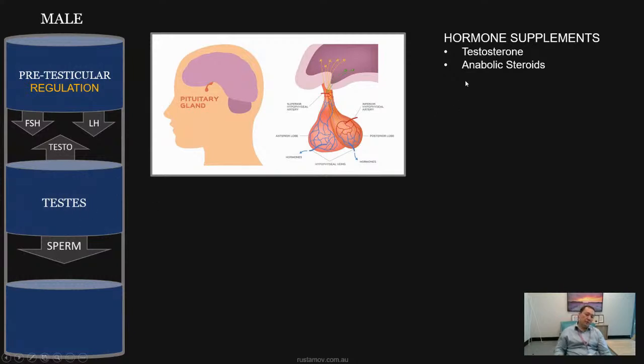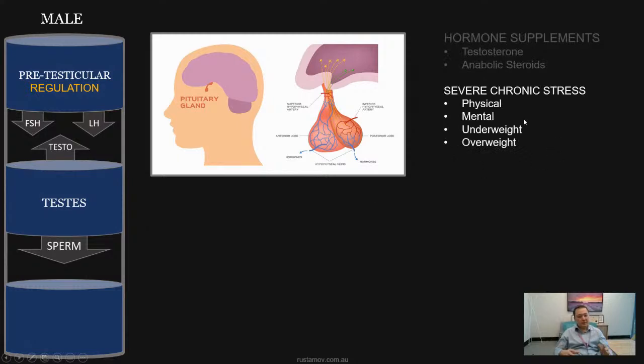The most common problem we see at this level is use of anabolic steroids or testosterone, or protein shakes which contain testosterone, for bodybuilding and other sports activities, which causes disruption or shutdown of the pituitary, and hence the level of FSH and LH drops, which means the testes cannot produce testosterone and sperm. So this is one problem. And the second is that severe chronic stress can cause disruption of production of FSH and LH. This could be linked to severe chronic physical or mental stress, and being underweight or overweight.